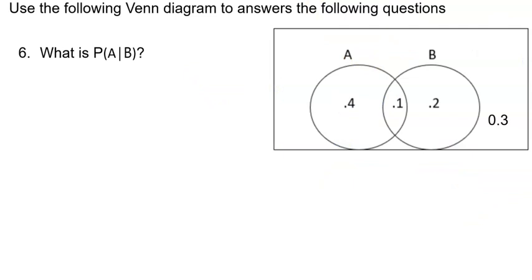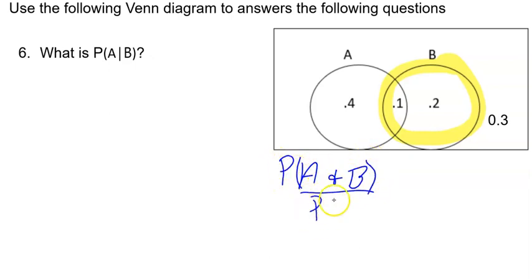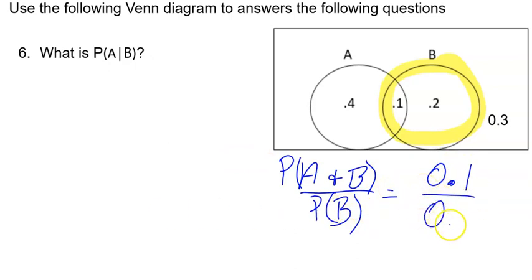And then look at 6. Now this time we're told that B has already happened. So again, my rule is we're going to do the probability of A and B, over the probability of B. So the probability of A and B happening is 0.1. Divide that by the probability of B, 0.2. And that's going to give us 0.5.